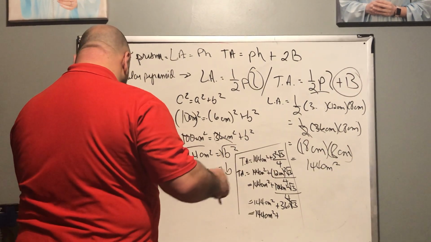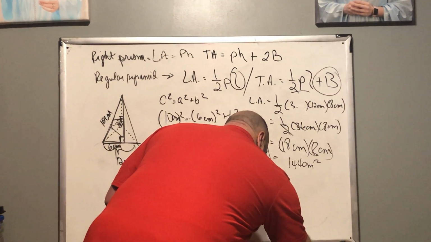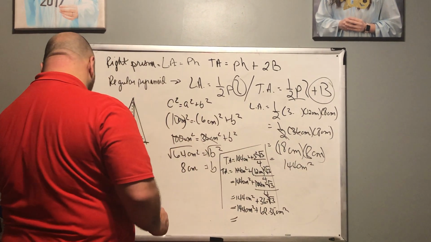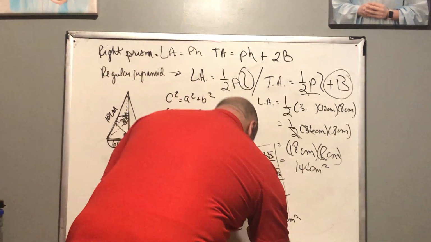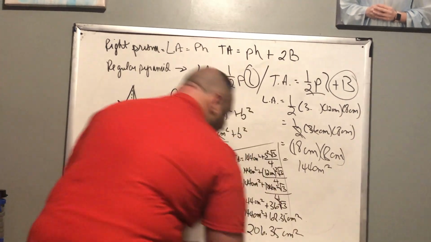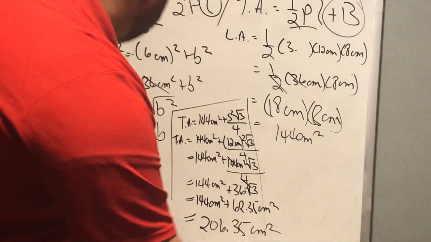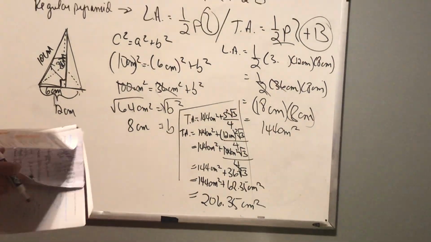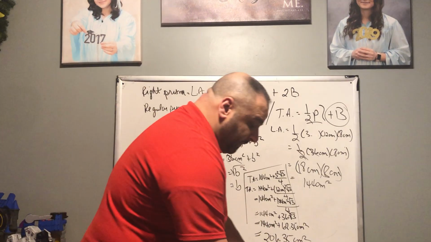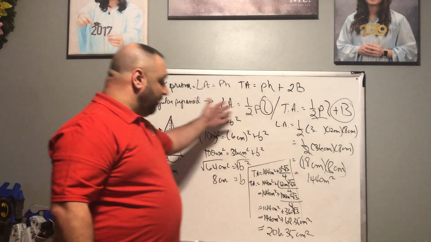Get your calculator out. You'll find that that equals 62.35. Then add those two together, and your total area is 206.35 centimeters squared. So again, using those 3 steps, make sure you're finding the length of the altitude. Once I find the altitude, I can plug it in.